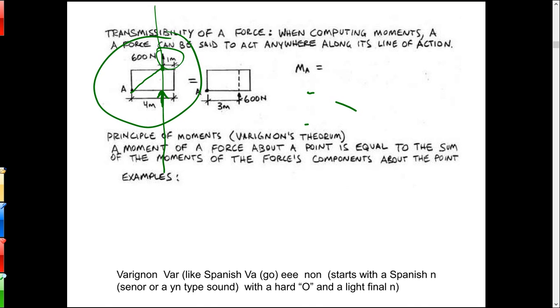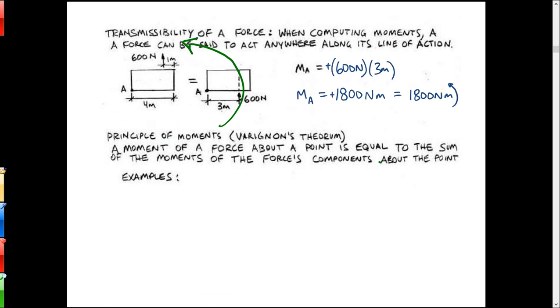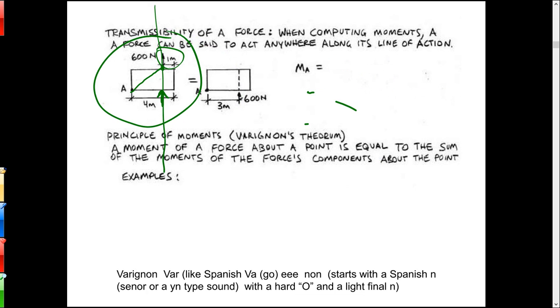Okay, now the other thing is the principle of moments, and that's called, and I always struggle with French because this is a French scientist, Varignon, something like that. Varignon, there we go.